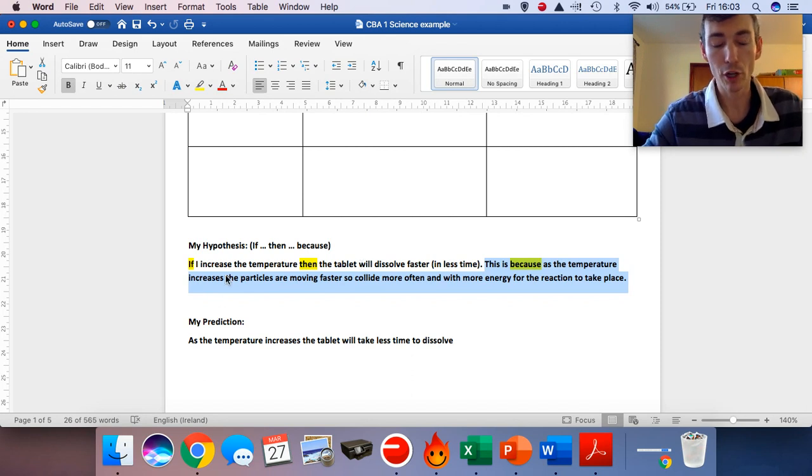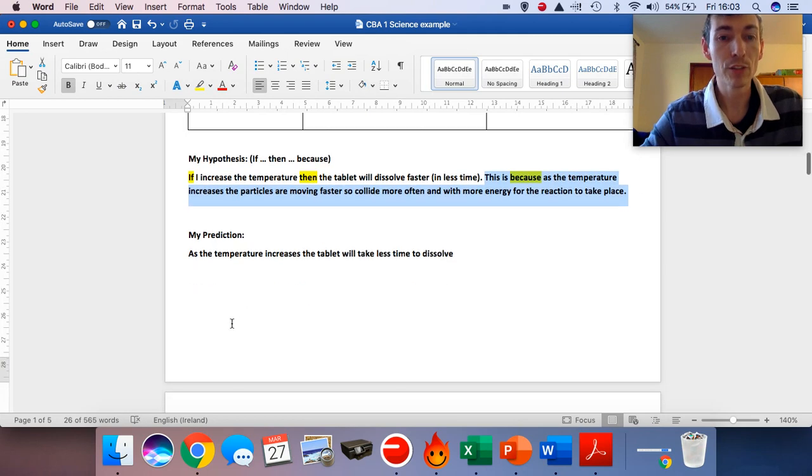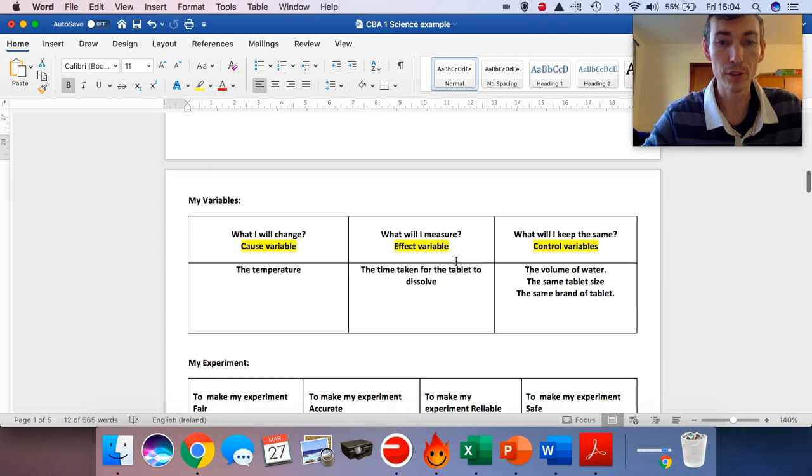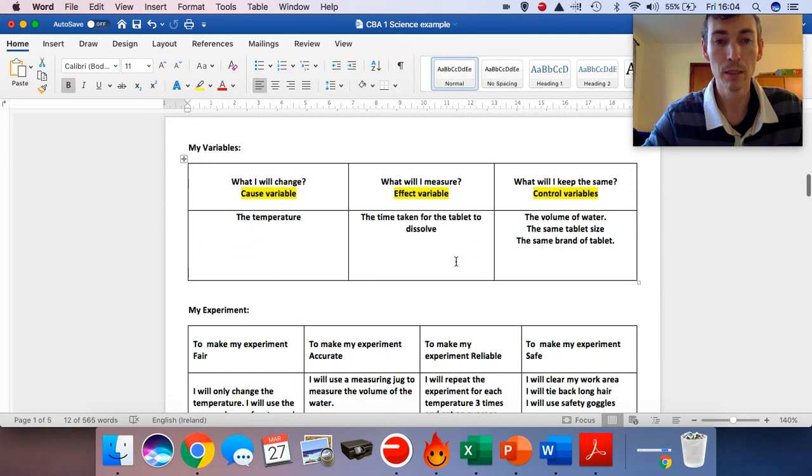Now, it doesn't matter if your hypothesis is correct or incorrect. It makes no difference. For my prediction, it also doesn't matter if you're correct or not: as the temperature increases, I predict that the tablet will take less time to dissolve. So very similar to your hypothesis there. Now your variables.